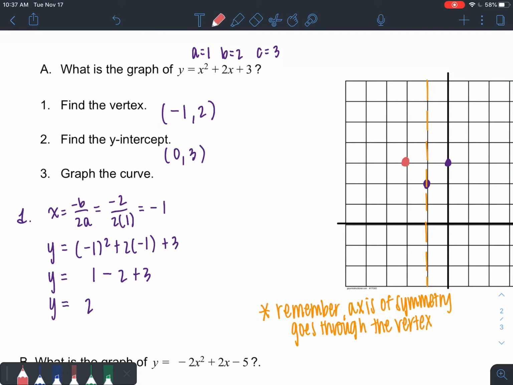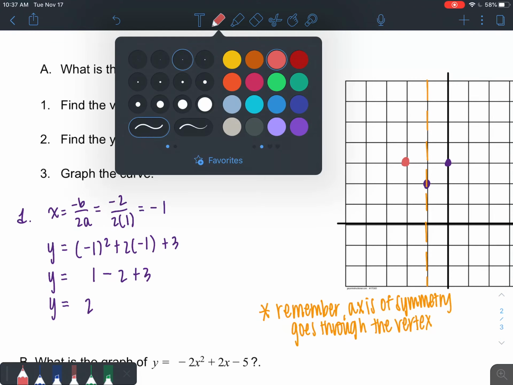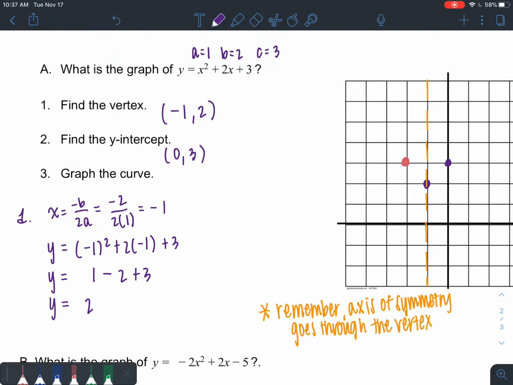And now I can graph the rest. So I'm just going to do that in my purple. And so then I'm able to just draw my lines here. So it's going to end up looking like so.